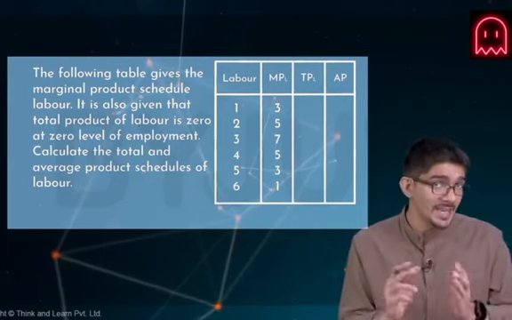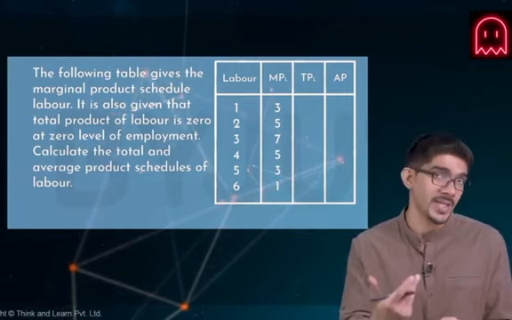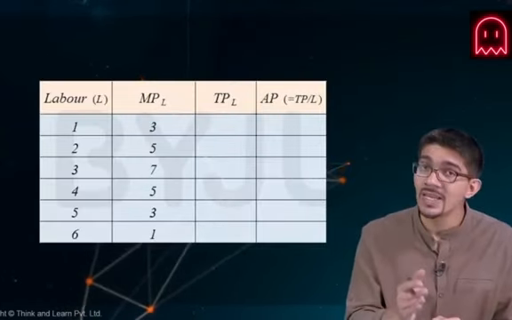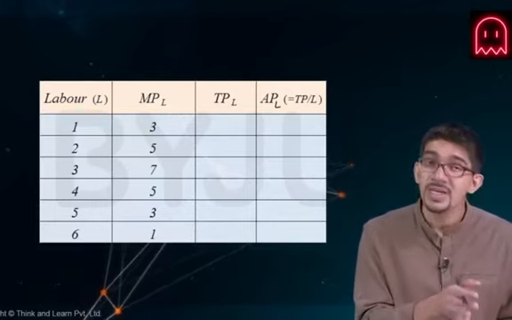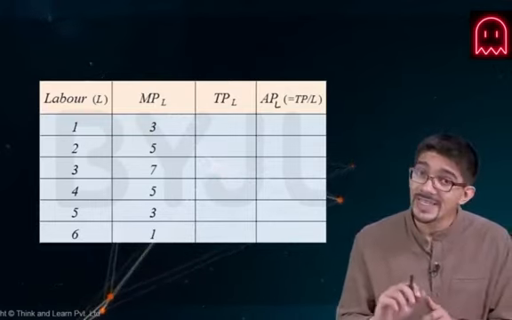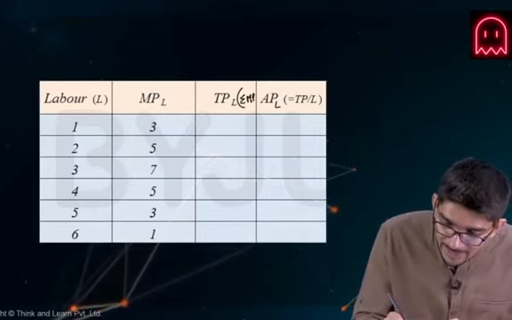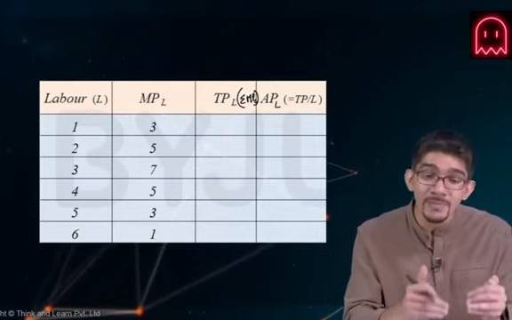Next question is again a variation. We are given L and MPL. We have to find out TPL and APL. So again, we'll write it out and we'll add 2 more columns for TPL and APL. Now in this case, we have labor and MP. Now how do we get TPL? We just add them. It is just sigma MPL, right? So all we have to do is sum up all the MPs till that point.